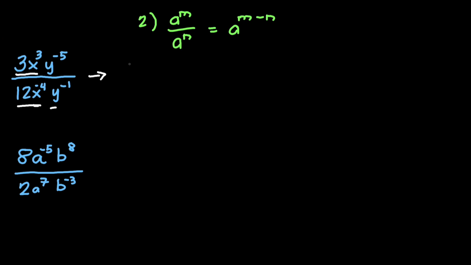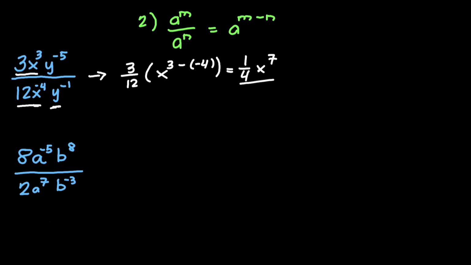So it would be 3 over 12 multiplied by x raised to the power of 3 minus negative 4. 3 over 12 would be 1/4. X raised to the power of 3 minus negative 4 will be simply 7.